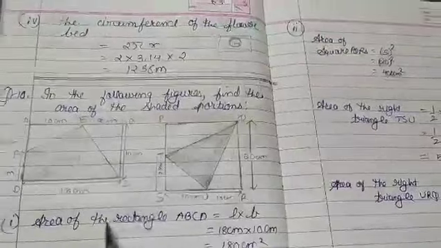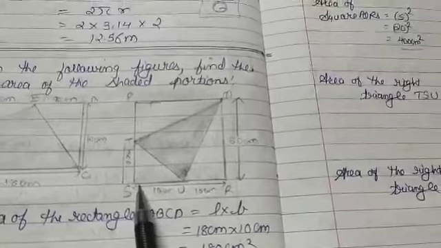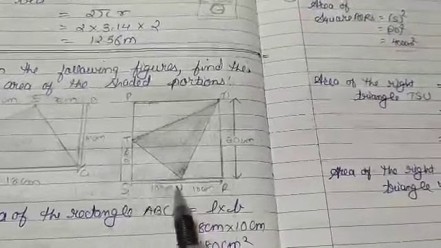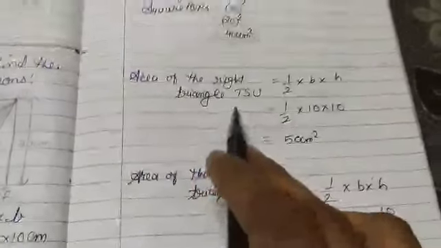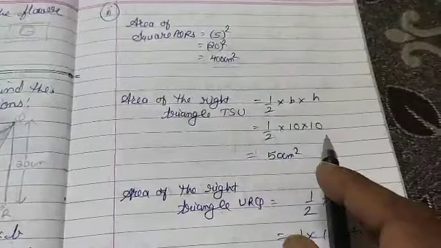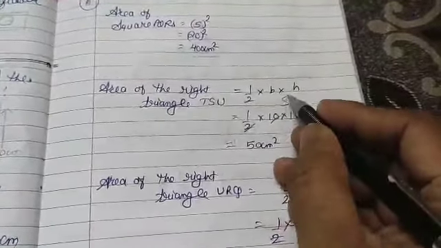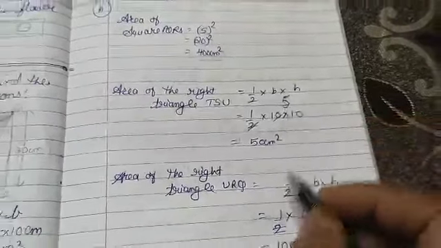So first let us find the area of TSU, which is a right angle triangle whose base is 10 and height also 10. So the area of the right triangle TSU is half into base into altitude, that is half into base into height, 10 into 10. 2 fives are 10 and 5 tens are 50. Centimeter into centimeter is centimeter square.